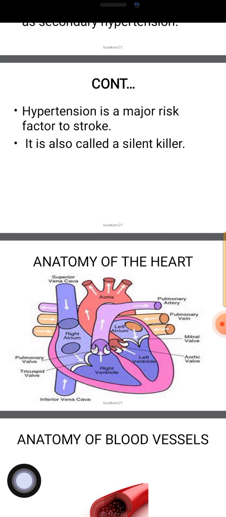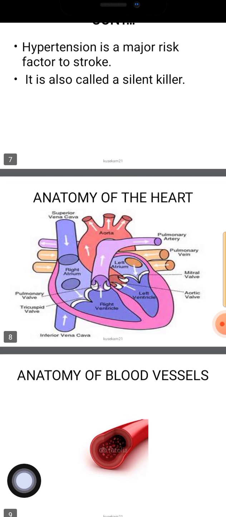And no one can tell that this is hypertension when you're walking. Anyone in the world may have this condition, but you can only tell when you do some investigations. You can't say this is hypertension just by seeing, unless you do some investigation.